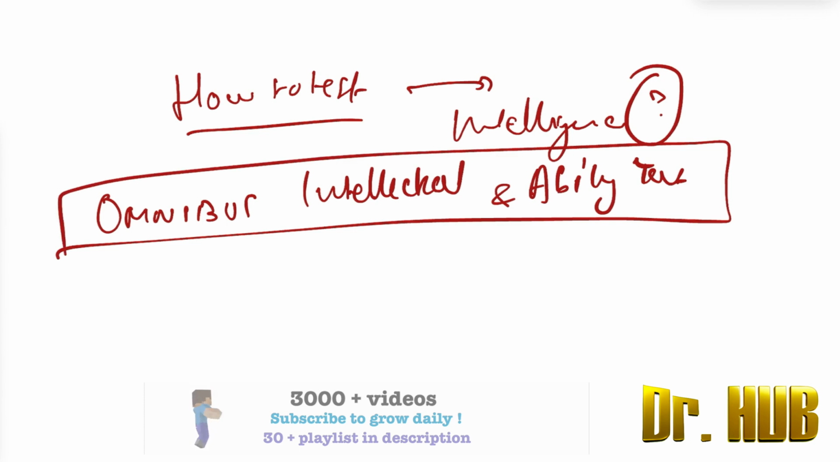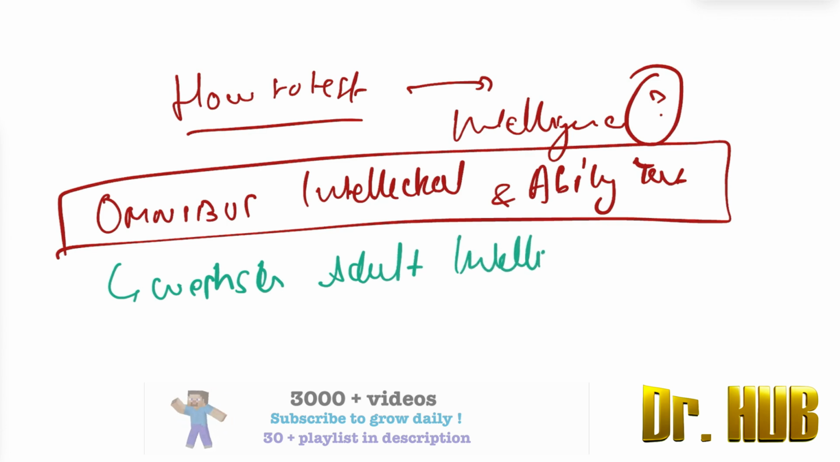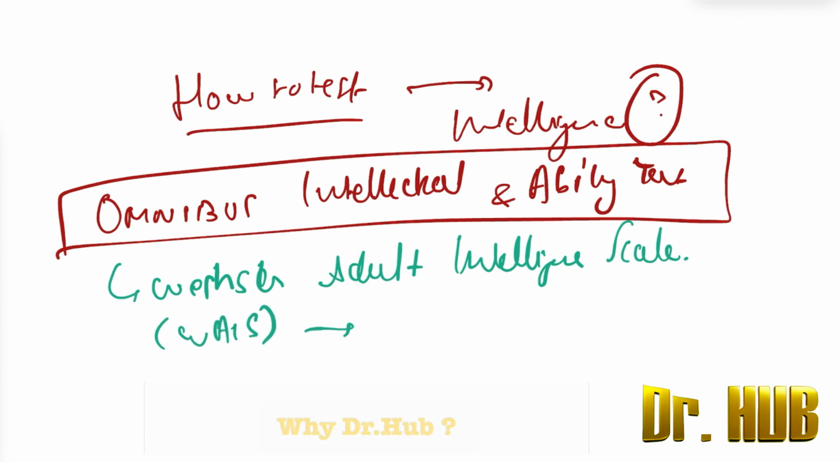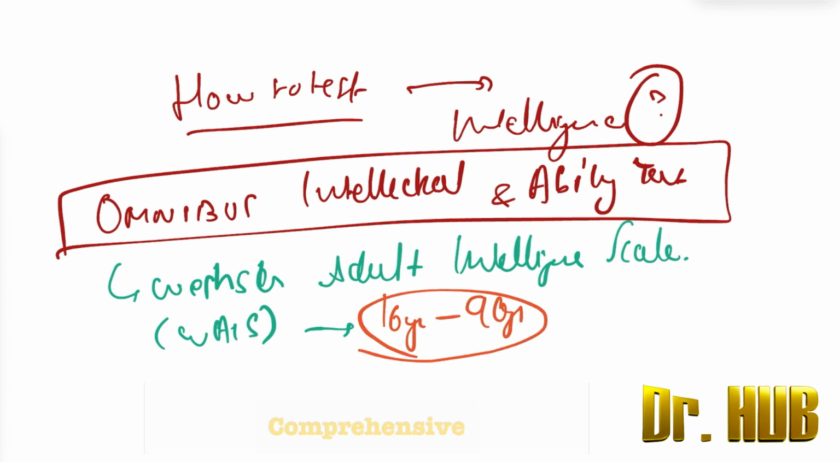It includes the Wechsler Adult Intelligence Scale. In short, it is known as the WAIS. This is basically for ages 16 years to 90 years.